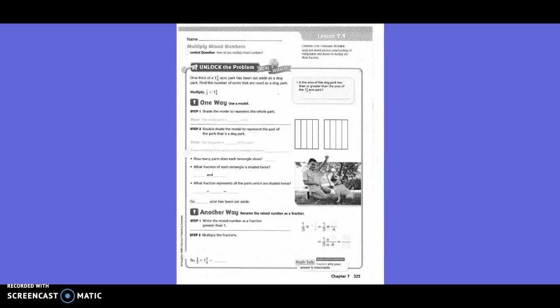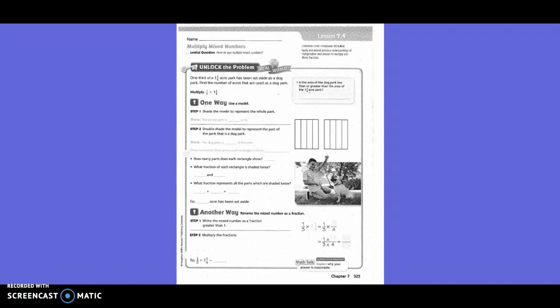Fifth grade, chapter 7, lesson 9, multiply mixed numbers. Unlock the problem. 1/3 of a 1 1/4 acre park has been set aside as a dog park. Find the number of acres that are used as a dog park.